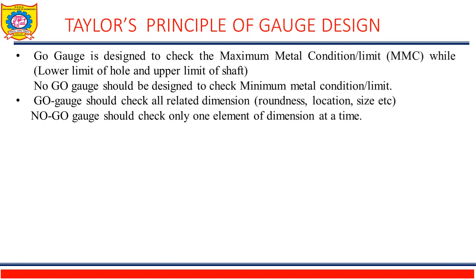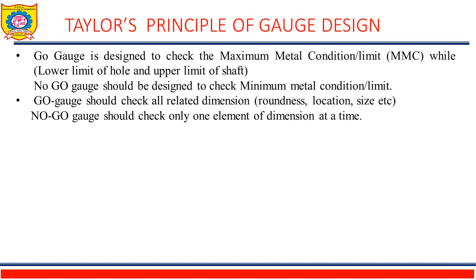According to Taylor's principle of gauge design, the GO gauge is designed to check the maximum metal condition or limit, that is MMC, while the lower limit of the hole and upper limit of the shaft are mentioned here. The no-go gauge should be designed to check the minimum metal condition of limit. The GO gauge should check all related dimensions such as roundness, location, size, etc., whereas the no-go gauge should check only one element of the dimensions at a time.